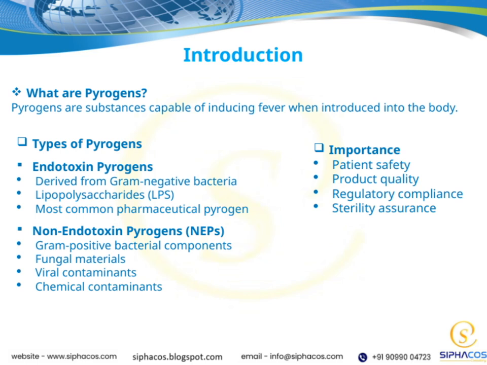There are two main types: endotoxin pyrogens, which come from gram-negative bacteria and are mostly lipopolysaccharides, and non-endotoxin pyrogens. These include components from gram-positive bacteria, fungi, viruses, and even chemical contaminants. Knowing the difference is key to managing risks effectively.